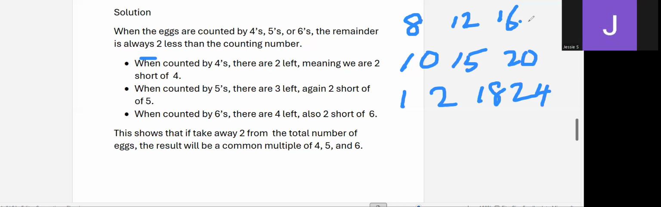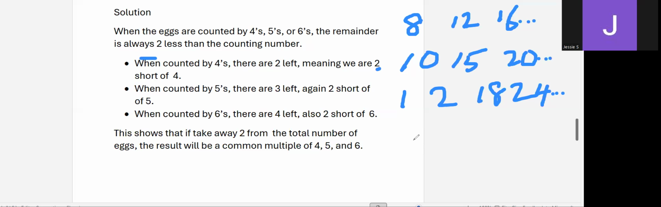Okay, there is one number out there. We don't know what that is yet. That'll be a common multiple for 4, 5, and 6. When we find that common multiple, we've got to take away 2, because every time we count by 4, 5, or 6, we're always too short. Okay, then let's use one way to find the least common multiple for 4, 5, 6.